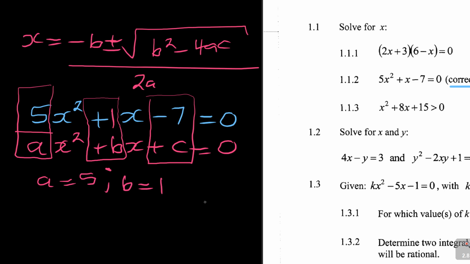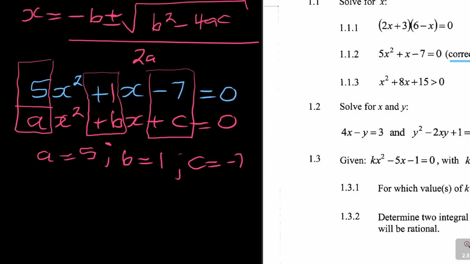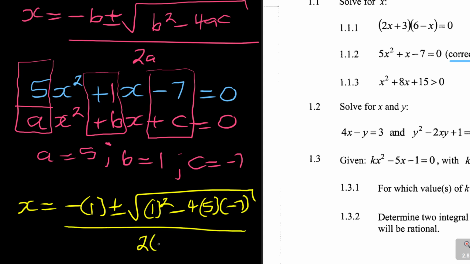B is equal to 1 and c is equal to negative 7. If you miss out this, then you get everything wrong. Then when you now write it, it will be x is equal to minus b from the formula, and b is 1, plus or minus the square root of b squared, which is 1 squared, minus 4a, a is 5, c is negative 7, and then divided by what? 2, and a is 5.